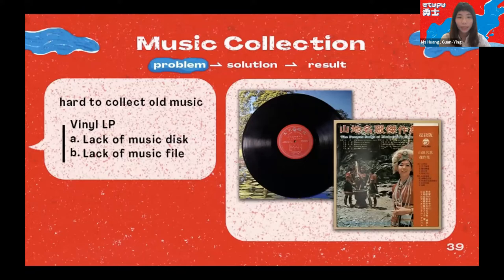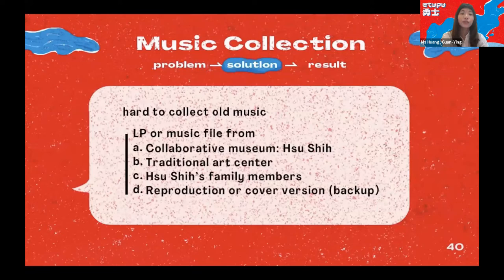What we managed to do was to try to find each single song from different sources through the internet or published data, either from the collaborative museum, Shishi Music Library itself, or from the owner of the copyright of some part of the album, Traditional Art Center. We also contacted Shishi's family members to get the songs. And as a backup plan, we even looked for reproductions and cover versions so that we would have music to use at all.